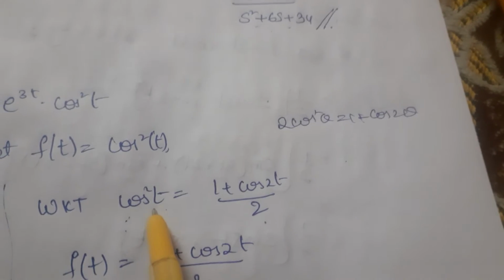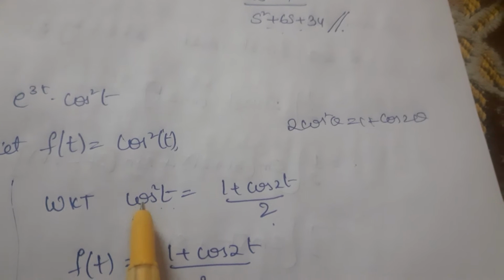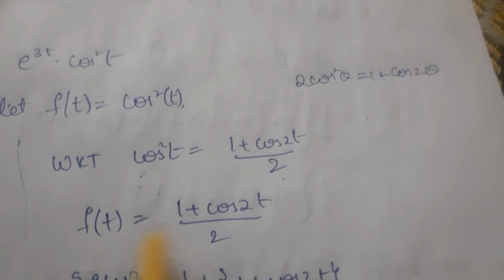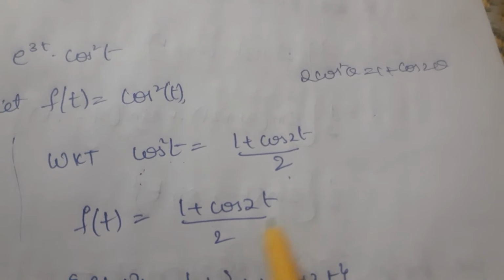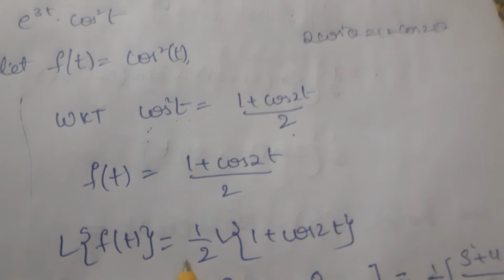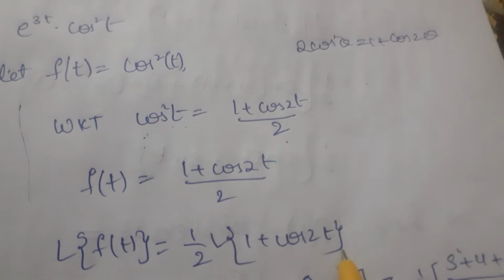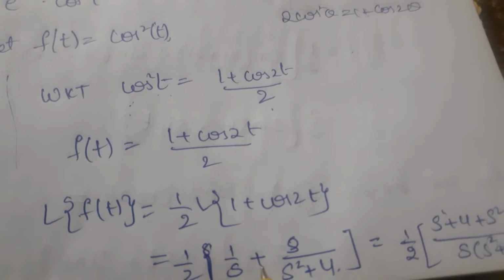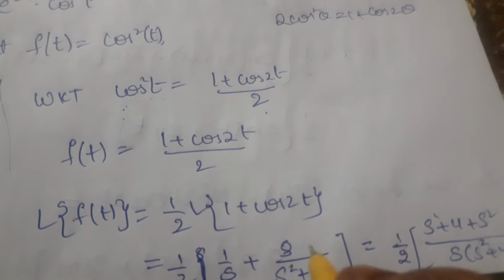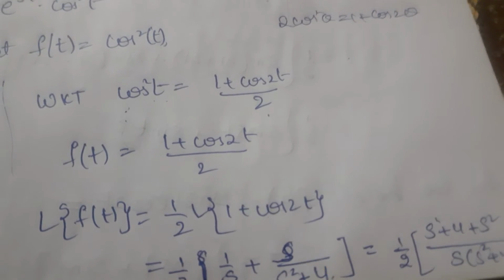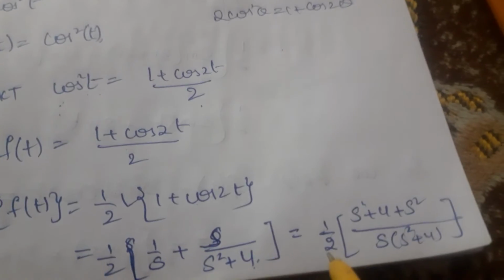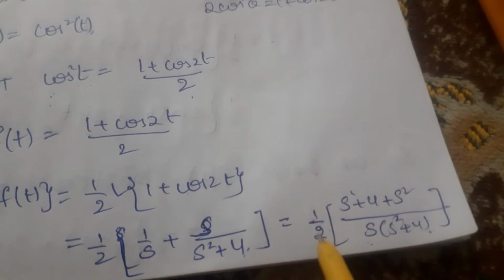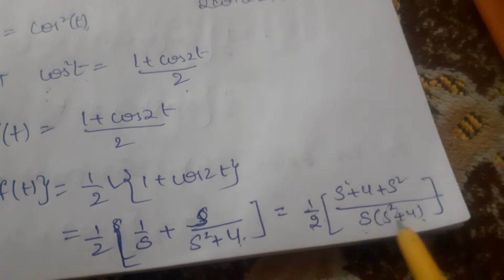In the place of theta here we have t. So in the place of cos square t, we will take (1 plus cos 2t) by 2 as our f of t. Applying Laplace, L of f of t is 1 by 2, which is constant, times L of 1 plus cos 2t. L of 1 means 1 by s, plus L of cos 2t, which is s by s square plus 2 square, that is 4. After taking the LCM, it is s into (s square plus 4).